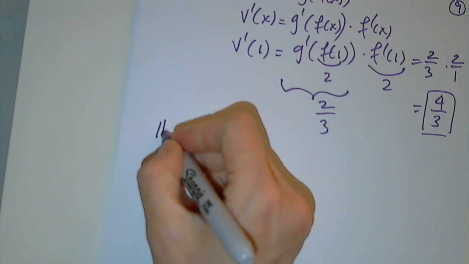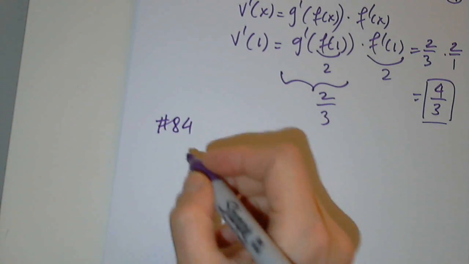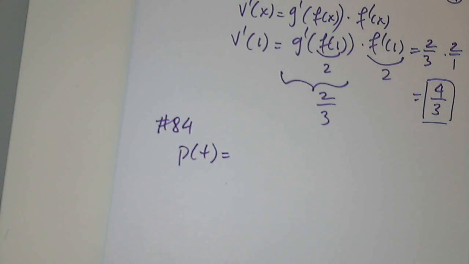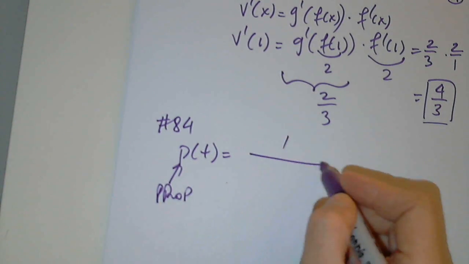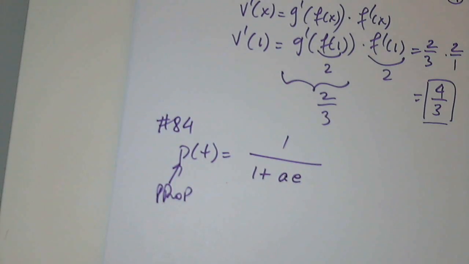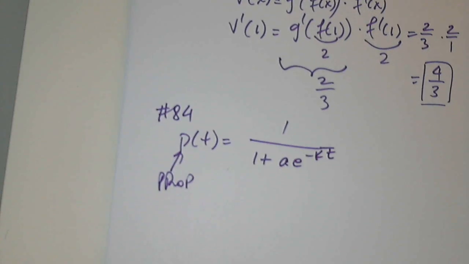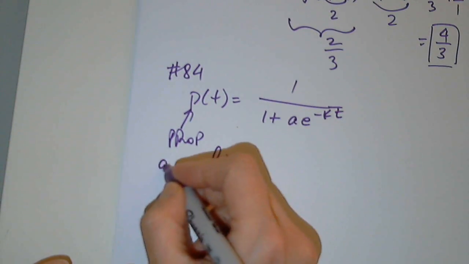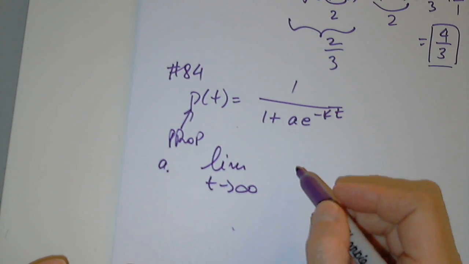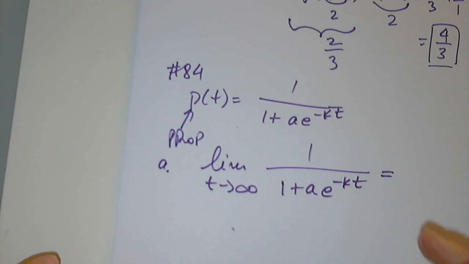So this is 84. We will not be able, have not been able to differentiate this without the chain rule. That's why it's here. So we have P of t, which is a proportion, which is 1 over 1 plus a e to the minus kt. And they want us to find the limit, that's part A, as t approaches infinity of 1 over 1 plus a e to negative kt.